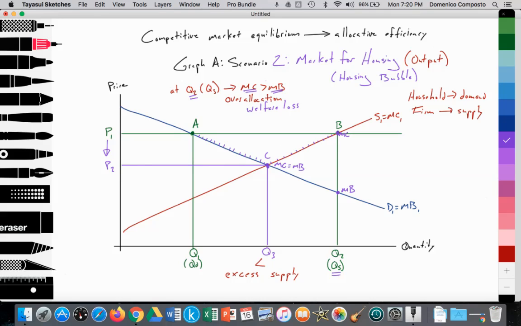This leads to a reduction in the quantity supplied from point B to point C along the supply curve, or from Q2 to Q3, and that increases the quantity demanded from Q1 to Q3, or from point A to point C along the demand curve, until we see that where S1 equals D1, a new equilibrium price is established at P2 with a new equilibrium quantity at Q3, where quantity supplied equals quantity demanded, and where marginal cost equals marginal benefit to achieve an allocatively efficient outcome.